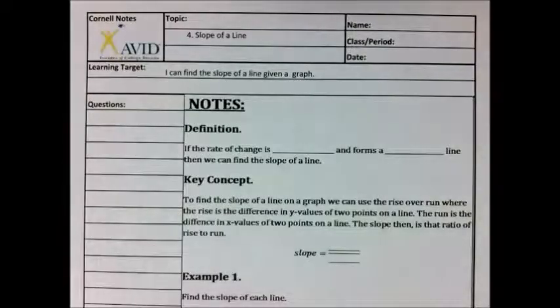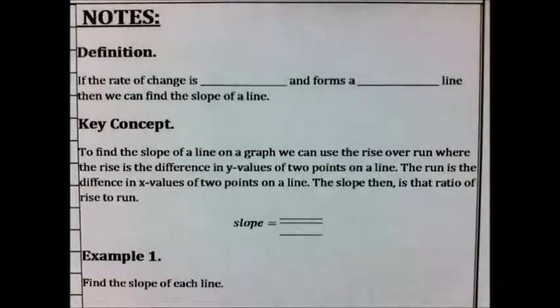All right. So we're talking about slope of a line today, and your learning target is I can find the slope of a line given a graph. So a couple definitions really quickly. It says that if the rate of change, remember we talked about rate of change last time. That was where we calculated how much the graph was going up at certain times or certain intervals. But if the rate of change is constant, that means it's going up the same amount every single interval.